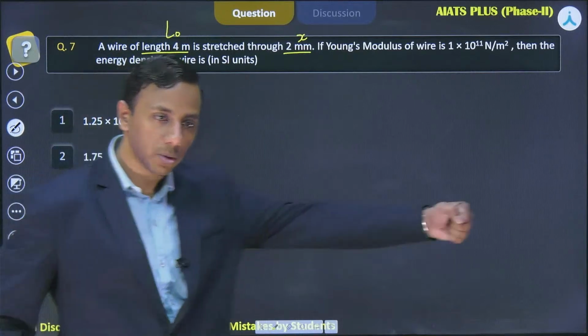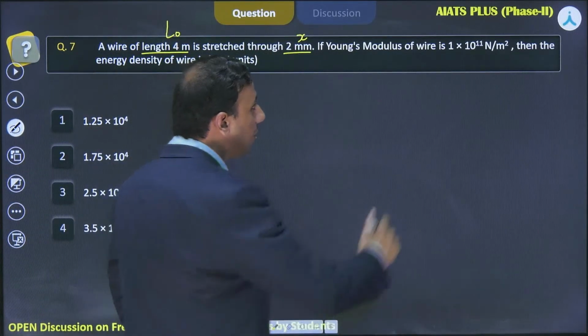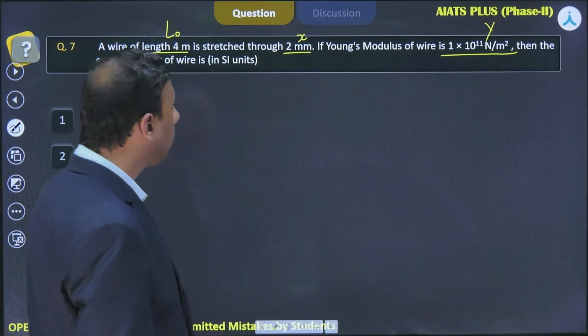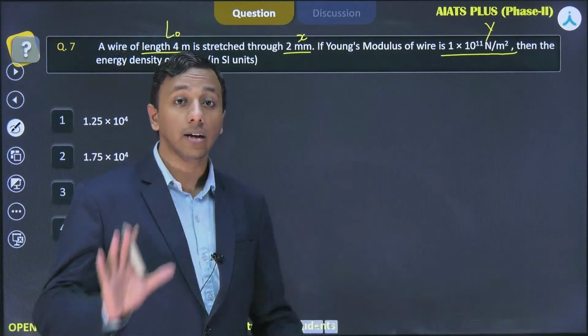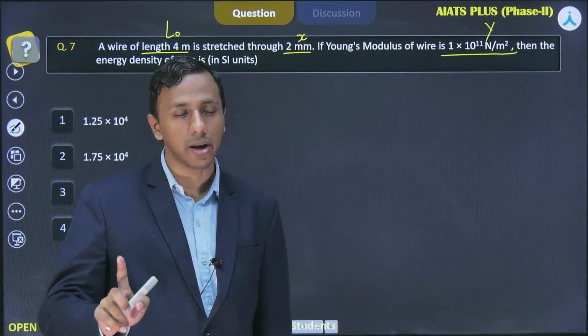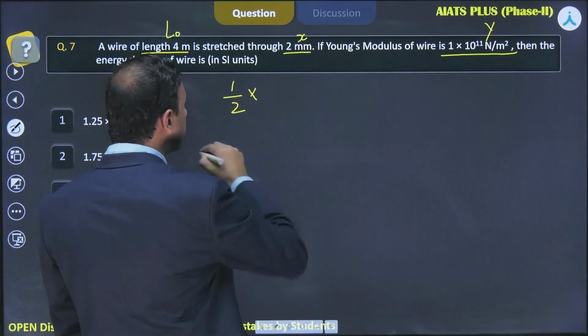Stretched through 2 mm. Young's modulus is given. So Y is given, and they are asking for the energy density. What was the formula for energy density? Half into stress into strain, right?